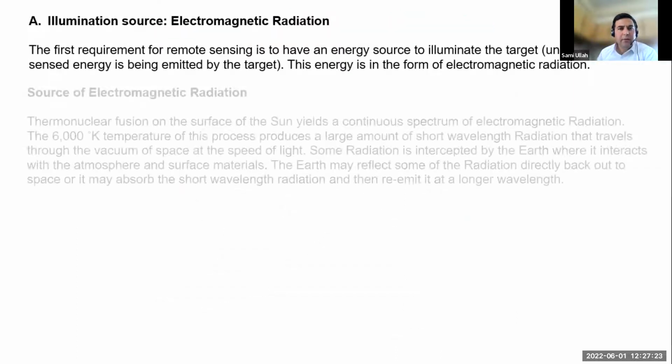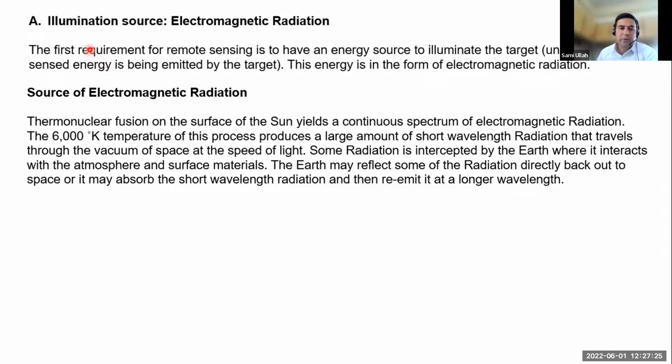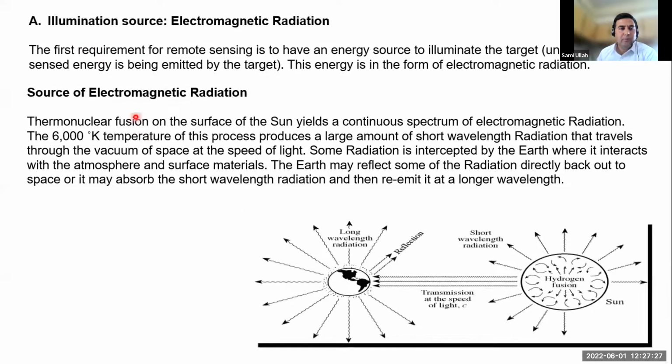So A is, for example, the illumination source. The first requirement for remote sensing is to have an energy source to illuminate the target, unless the sensed energy is being emitted by the target. This energy is in the form of electromagnetic radiation.